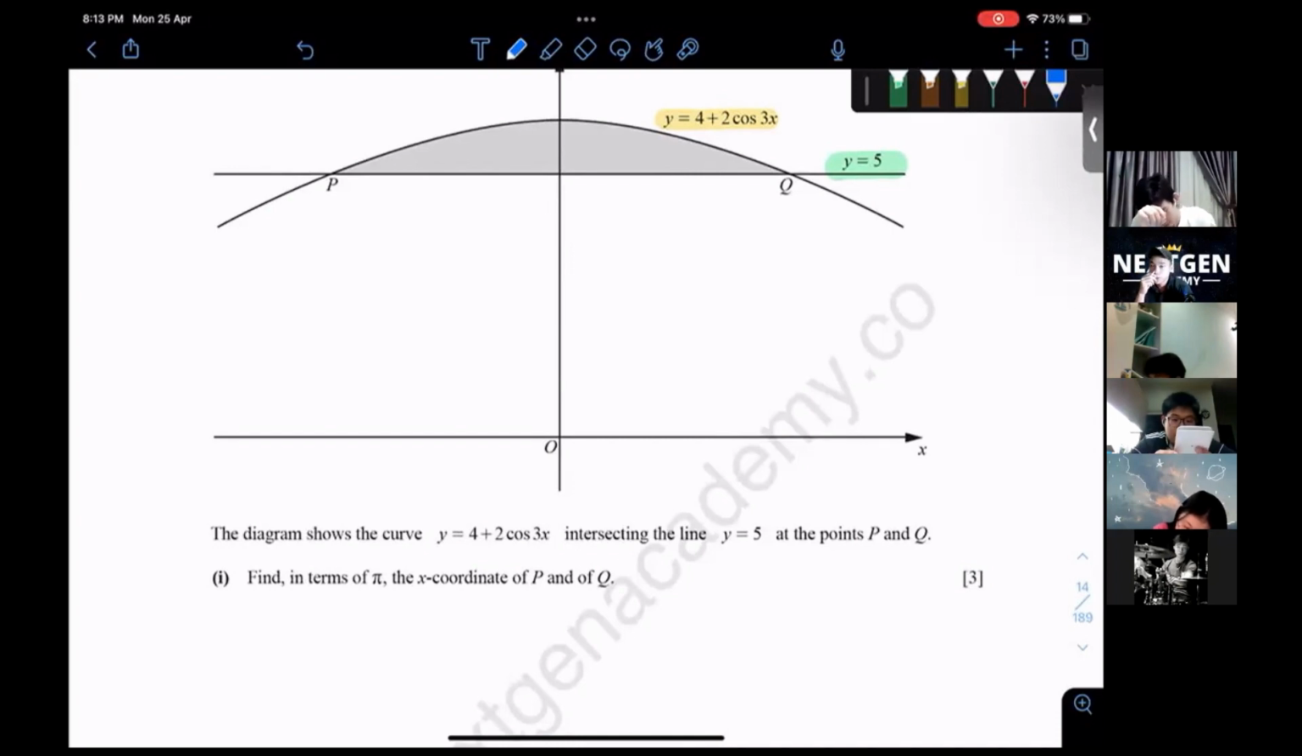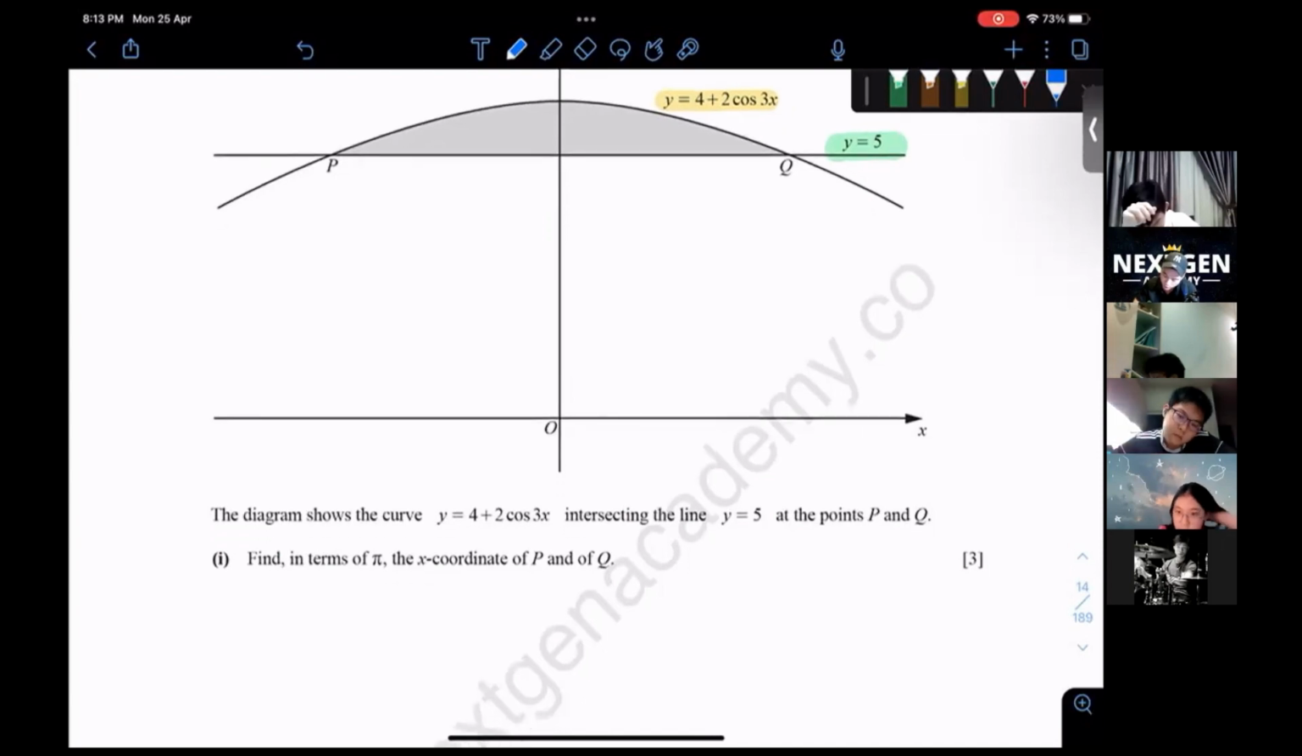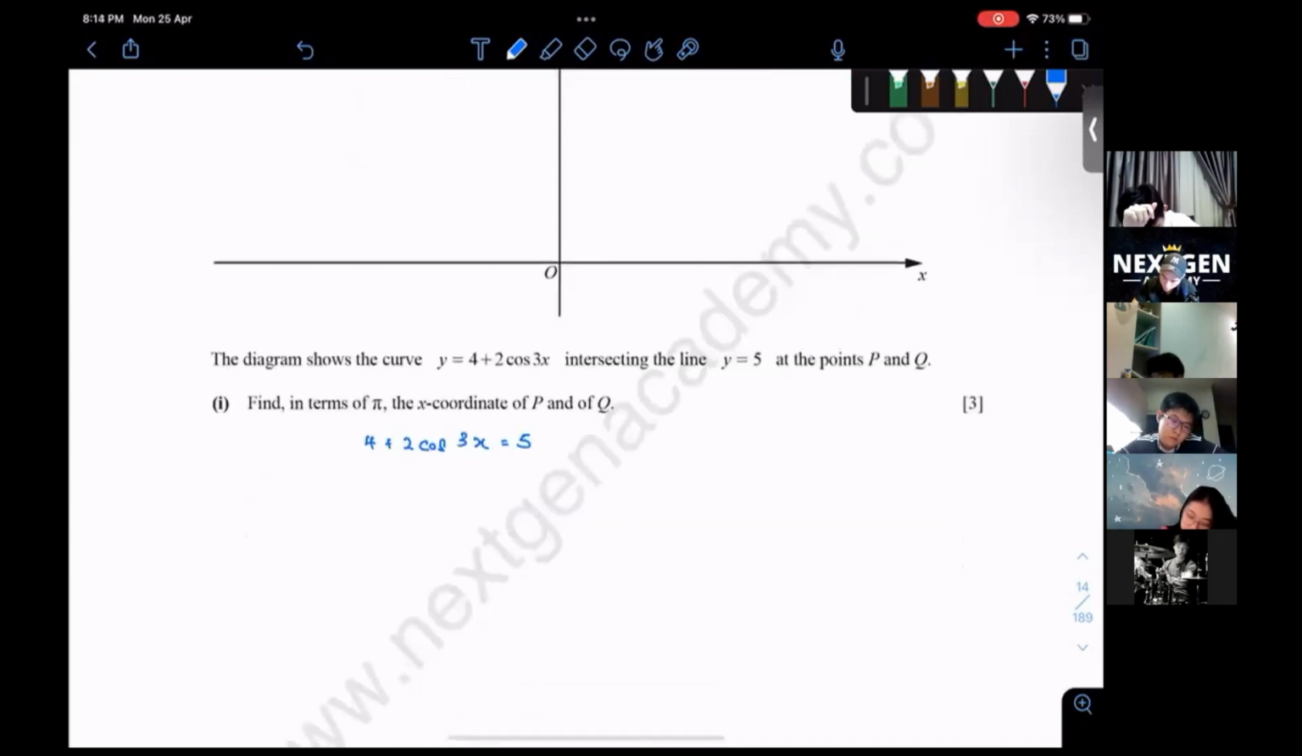So let's do this P and Q first. This one with trigo some more. So this is a pretty tough question, both integration and trigo together. So y equals 5 and 4 plus 2 cos 3x. So let's do simultaneous. Equals to 5. So you got to solve this to find the x value. There's quite a bit of things going on here. So 2 cos 3x equals 5 minus 4, which is 1. Cos 3x equals 1 over 2.